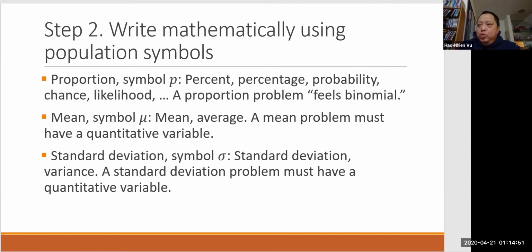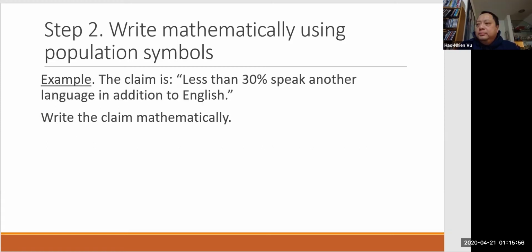On the other hand, words like mean and average indicate a mean problem. Now, a mean problem must involve a quantitative variable. A standard deviation problem will also require a quantitative variable, and it will always include one of these two words, either standard deviation or variance. Variance is just standard deviation squared. So pretty much in order to ask us about standard deviation, the word standard deviation or variance must be used.